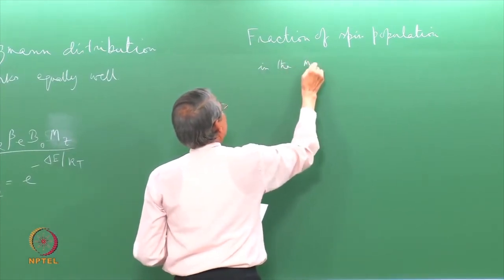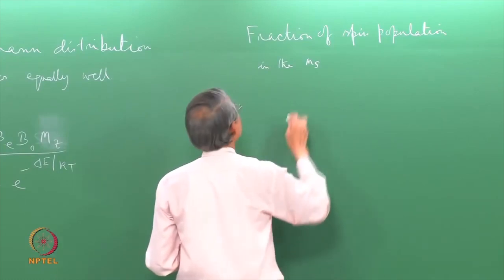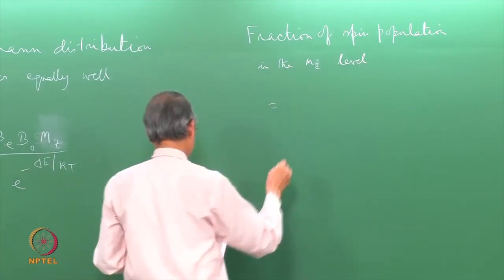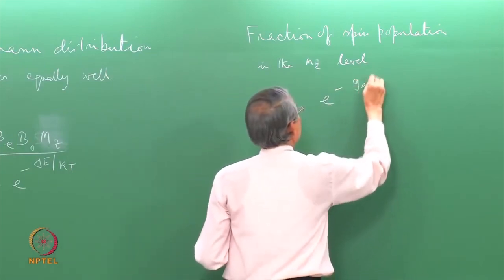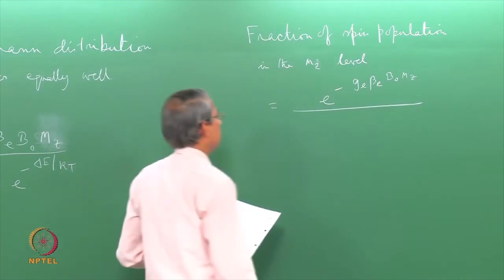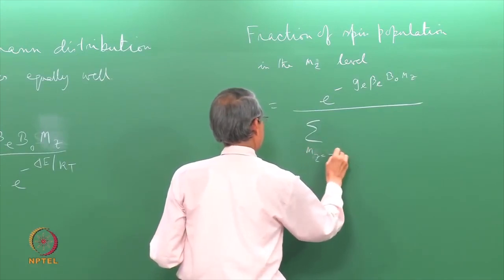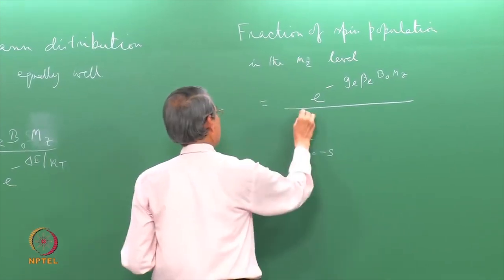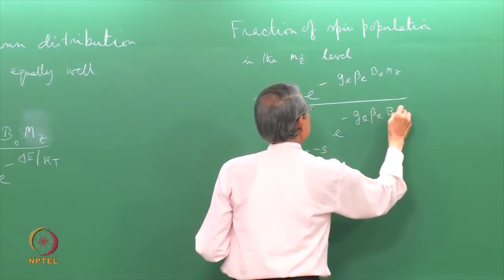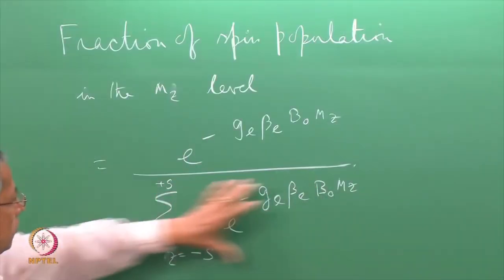In the MS, or I call it MZ level, is given by this. This is understandable, that this is the sum of all the possibilities.